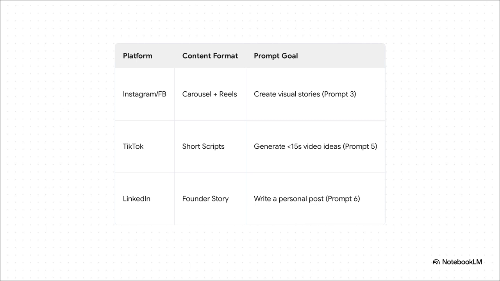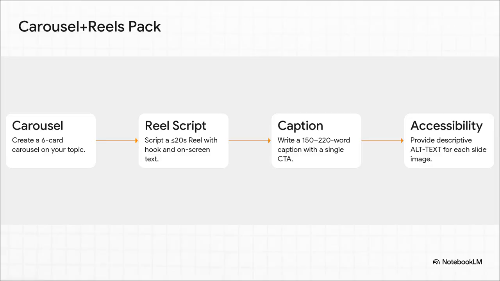Each prompt is custom tailored to what works on that platform. Let's just zoom in on that Instagram prompt for a second. Look at how much value you're getting from a single command. It's not just a caption, it's a complete multi-format content package. You get the carousel cards, the video script, the long caption, and even the accessibility text. I mean, we're talking about massive efficiency and serious strategic thinking here.